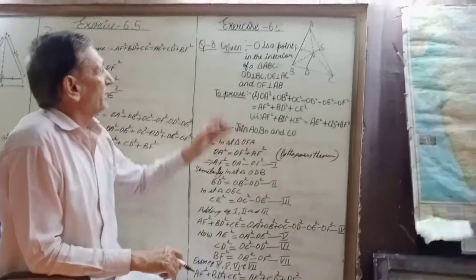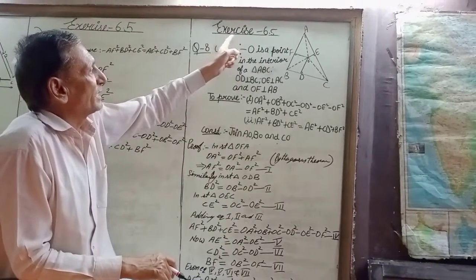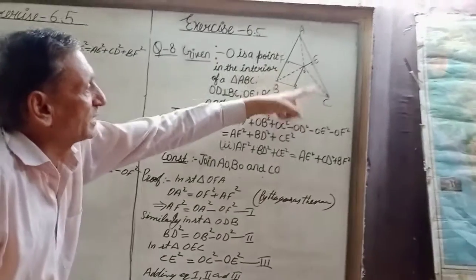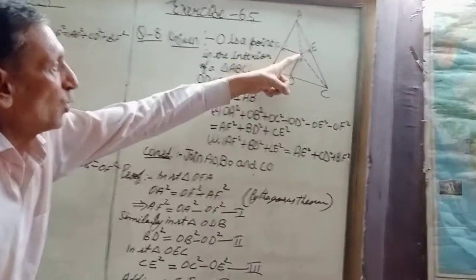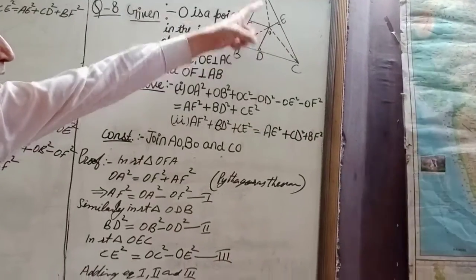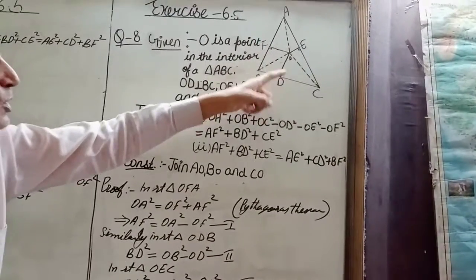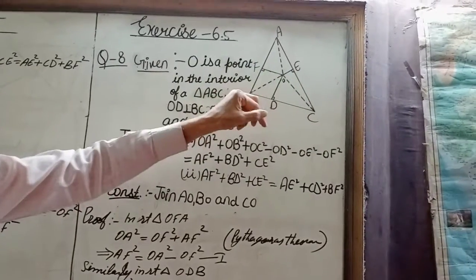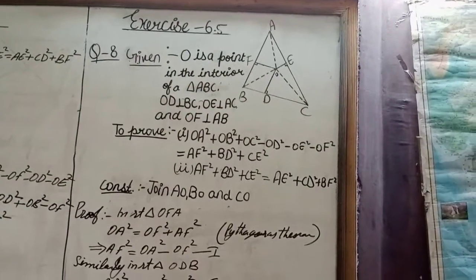Today we have taken up question number 8 of your NCERT exercise 6.5. See, we are given a triangle ABC. Point O is in the interior of the triangle and OD, OE and OF are respectively the perpendiculars.